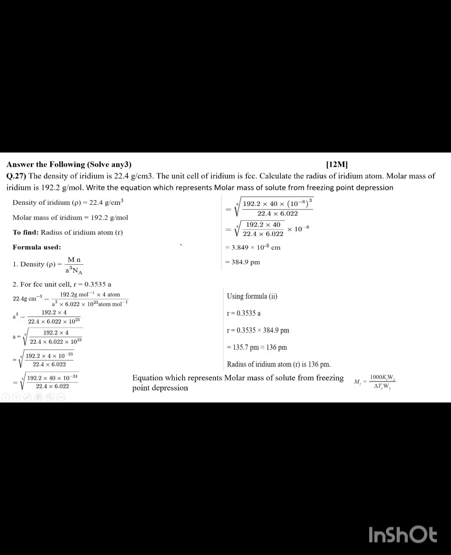Numerical. Density of iridium is 22.4. The unit cell of iridium is FCC. Calculate the radius first of all. Molar mass of iridium is given. The equation of molar mass you have to write along with this one. Radius has to be calculated. First of all, what is the formula of radius? What is the formula of radius, which is given here at the bottom side.